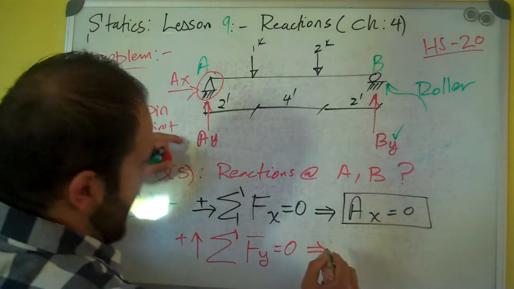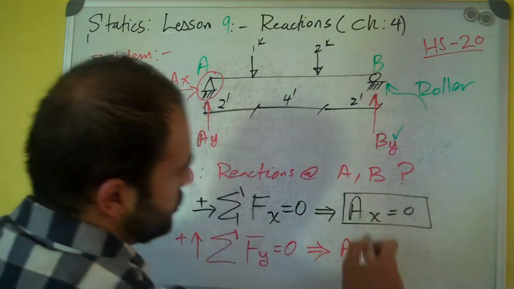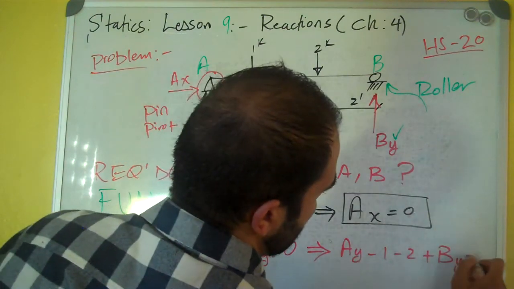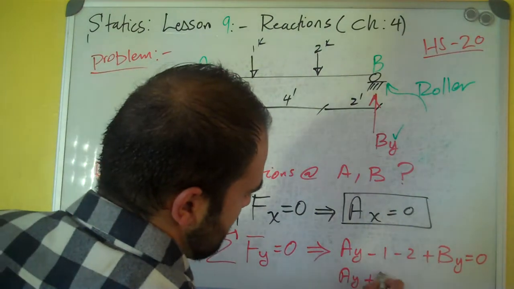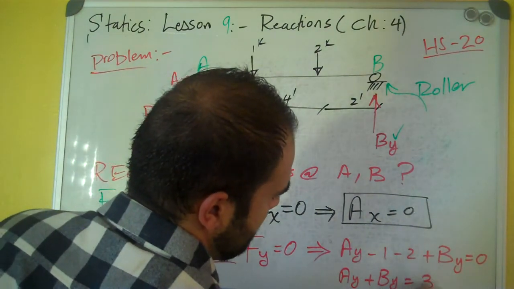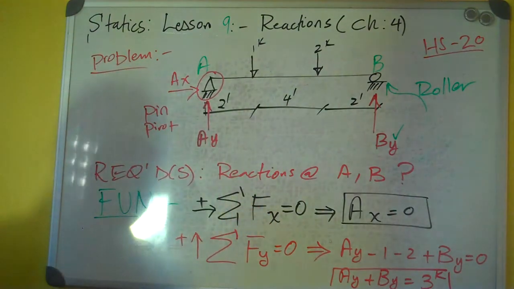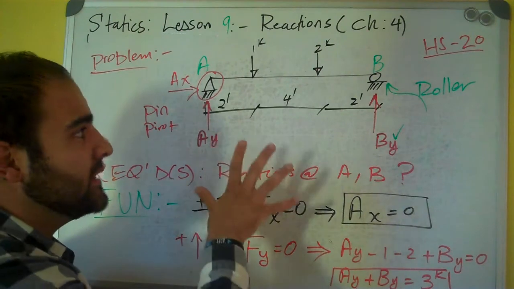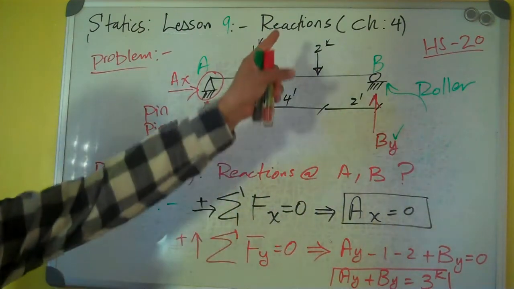So AY positive, -1, -2, plus BY equal 0. So AY plus BY equal 3 kips. You don't have to put the kips here. Please, this is the most important thing in statics, so you better understand this. The reaction.